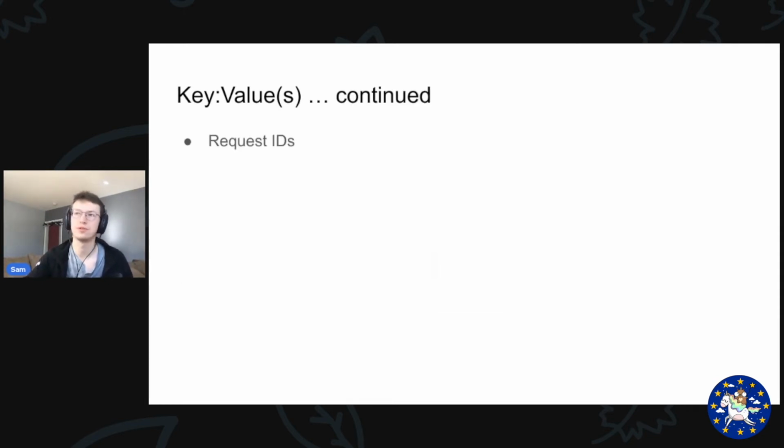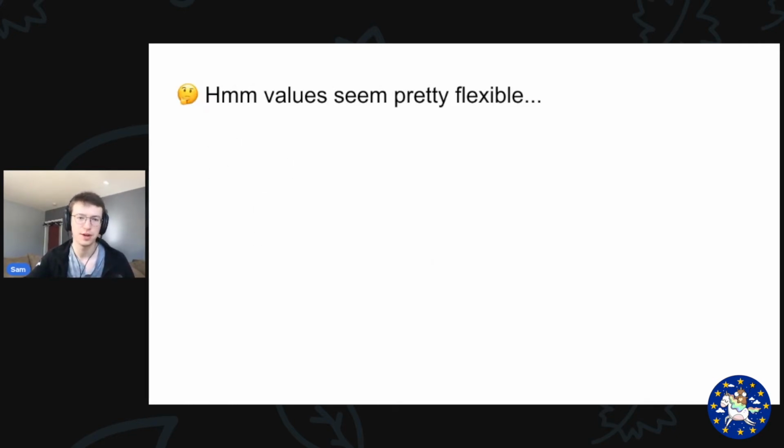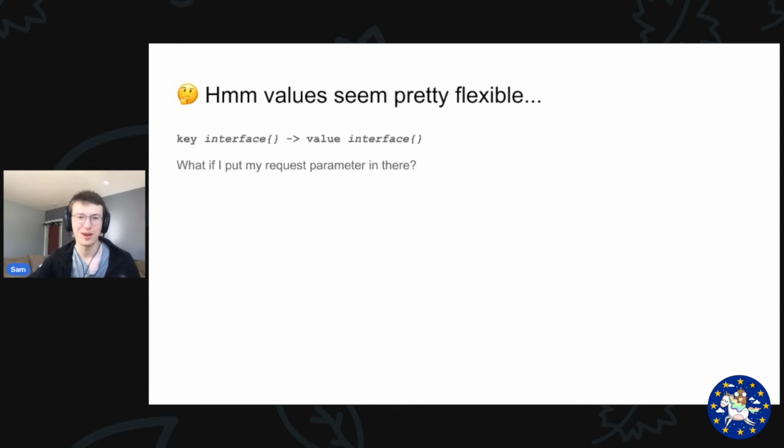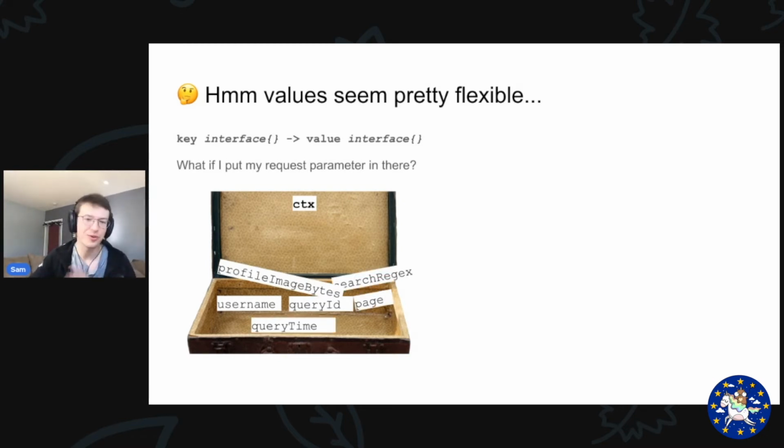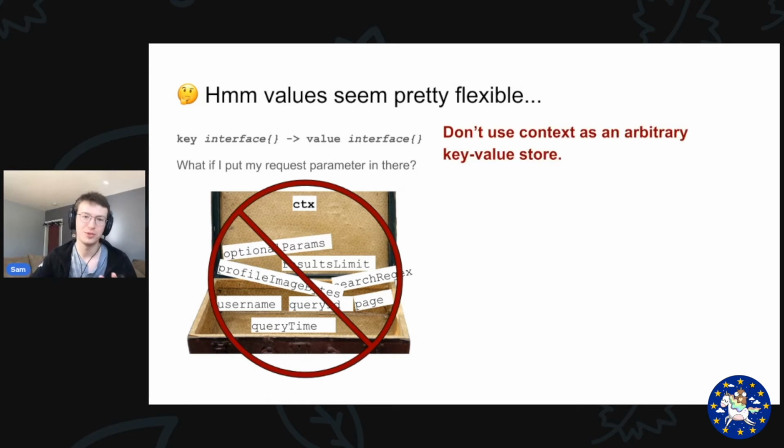So key value pairs are super useful for most simple things like this: request IDs, timestamps, versions, etc. And you might be thinking to yourself, wow, these key value pairs seem very flexible. They are literally interface to interface. What if I put my request parameter in there, right? You could use it as a big giant box where you just put the username of whoever and a query ID and throw an image in there. Why not? You know, start throwing tons of things in there. You really shouldn't do this.